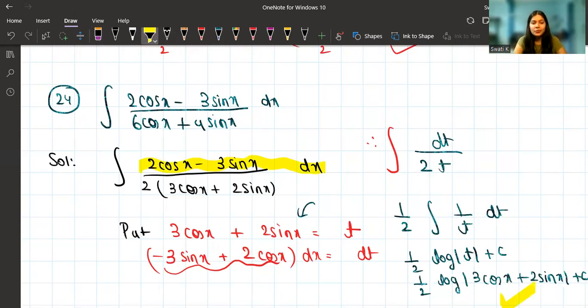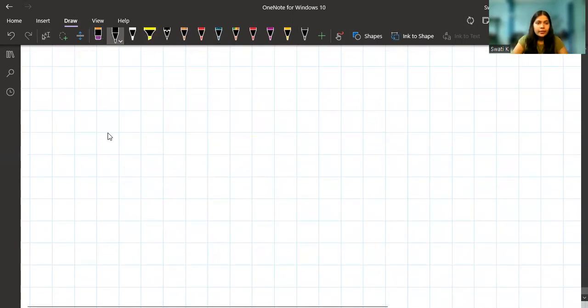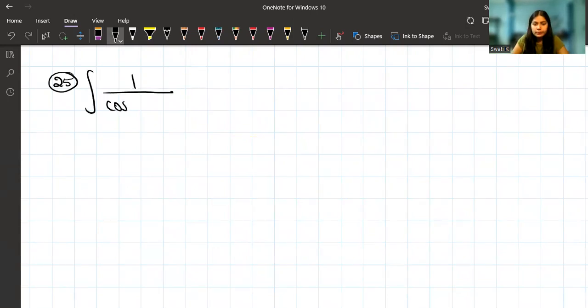We are done with the 24th question. Now it's time to move to the 25th question. So let's do the 25th question now. Let me write down the question first. So in the 25th question, we have to integrate 1 upon cos square x into (1 minus tan x) whole square dx.